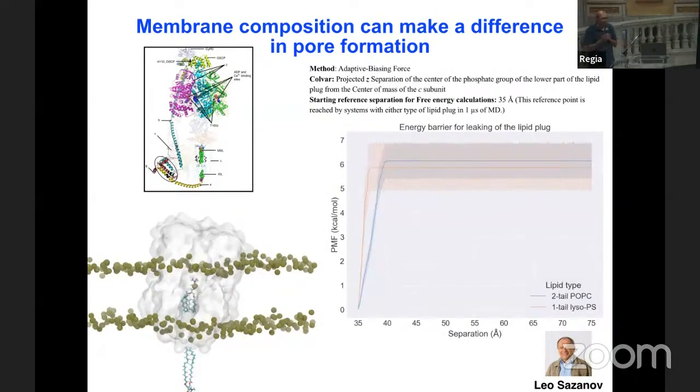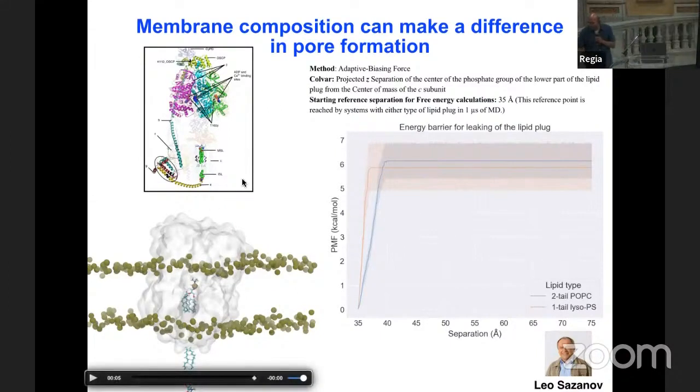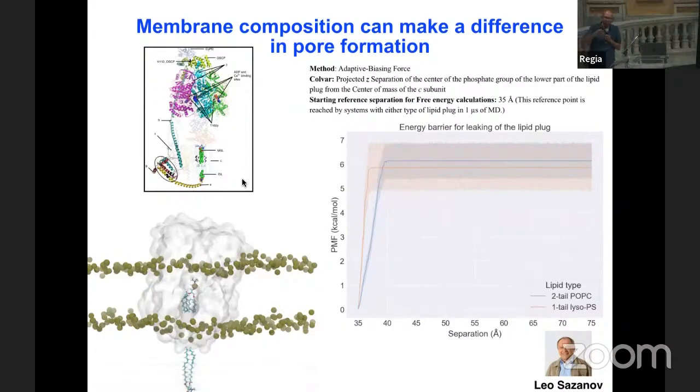We did ABF calculations for doing that and found out that single tail lipids are easier to remove than double tail lipids, which was actually an experimental thought that Leo had. We verified that. So now actually we know that this pore can remove the lipid, water can go in, ions can go in, and with some level of approximation, currents can go through because of the dipole moment.